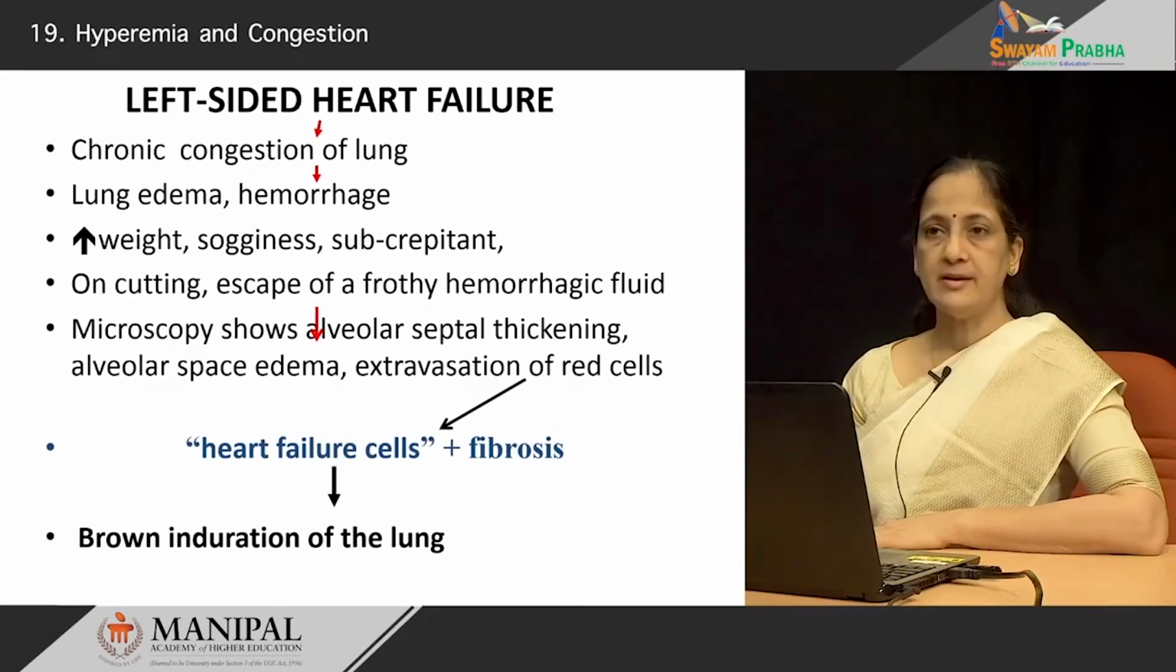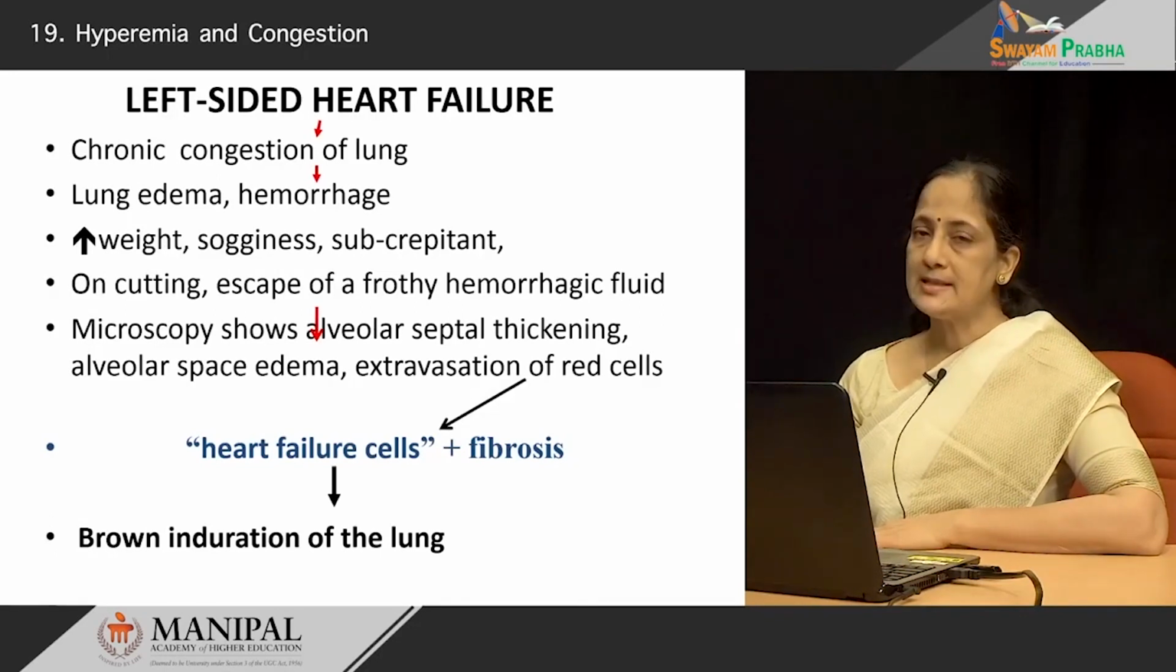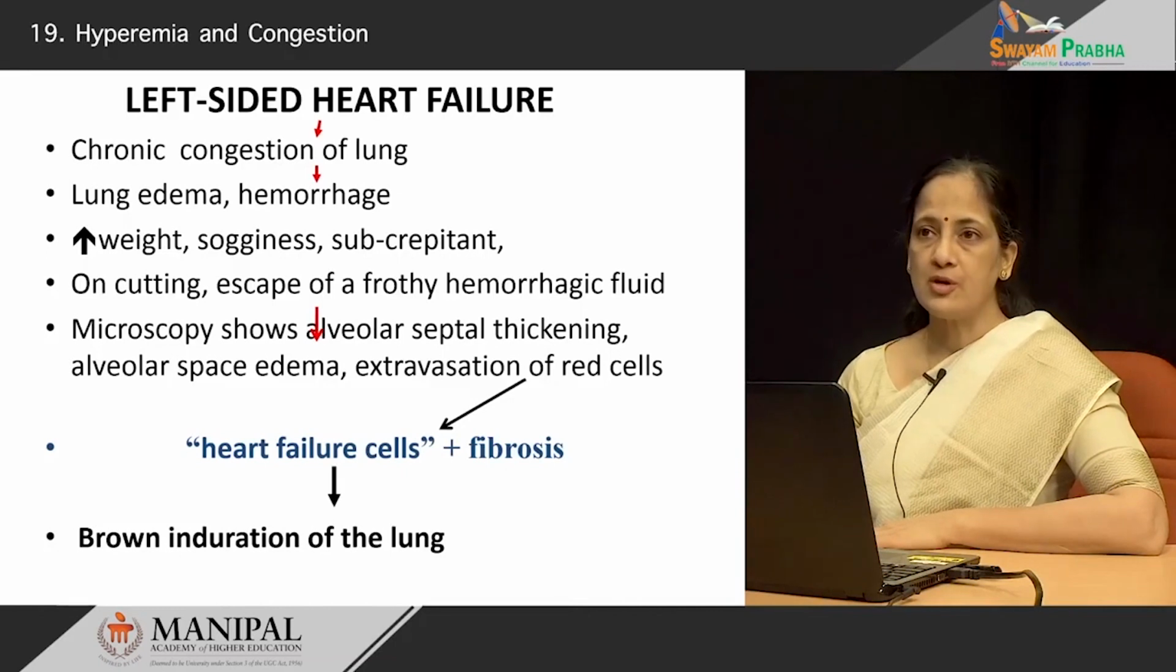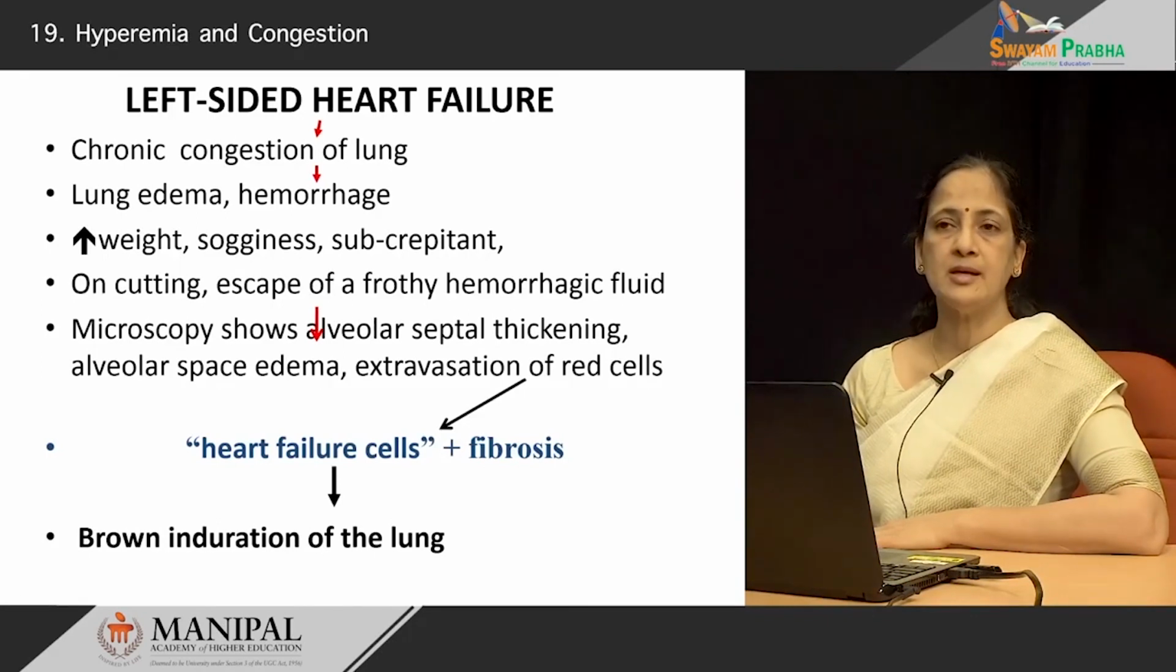So, as a result of the increased hydrostatic pressure in the interalveolar septae, fluid will escape into the septa and the alveolar spaces. So, pulmonary edema will occur as well as hemorrhages because of rupture of some of these smaller vessels. So, the lung as a whole will increase in weight, it will become soggy, it will have a crepitant texture, and when we cut such lungs, we see that a lot of frothy hemorrhagic fluid will escape from the cut surface.